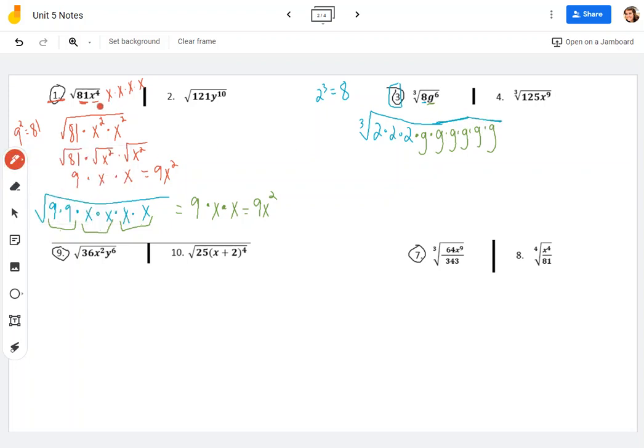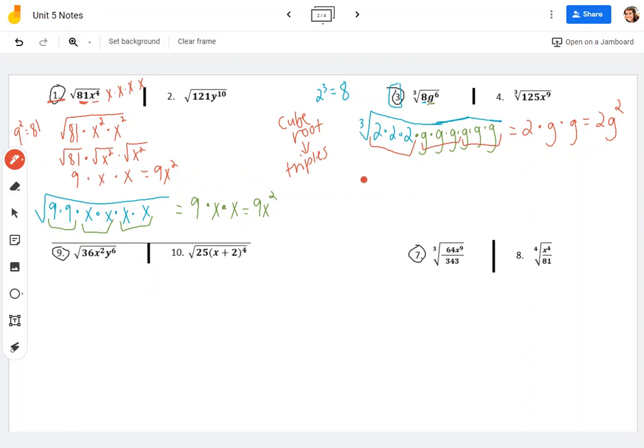Okay, so when we did the square root, we were looking for pairs, but for cube root, we need to look for triples. Because it's a cube root, it needs to be something multiplied by itself 3 times to simplify outside the cube root. So I see I have 3 2's. Here's a triple of 3 g's, and I have another set of 3 g's. So I can rewrite this as 2 times g times g, which also simplifies to 2g squared.